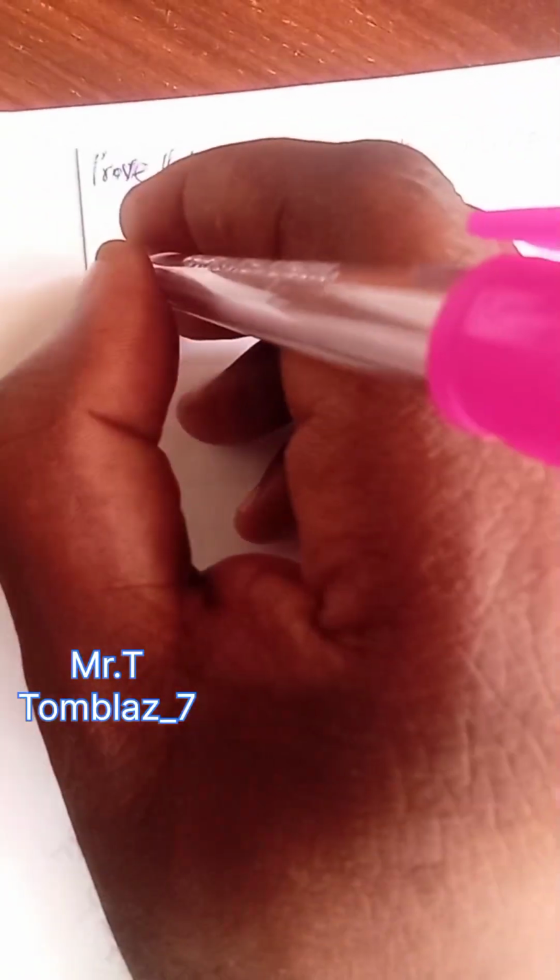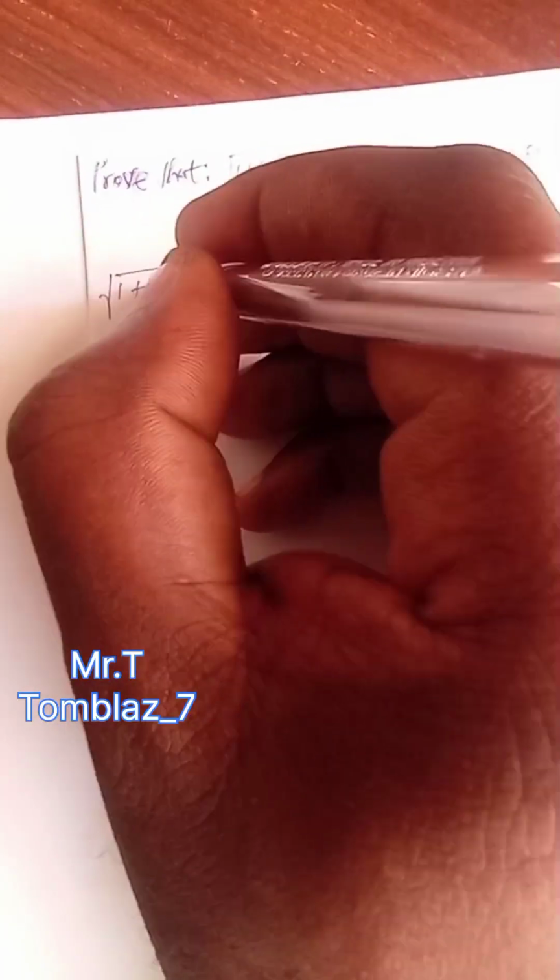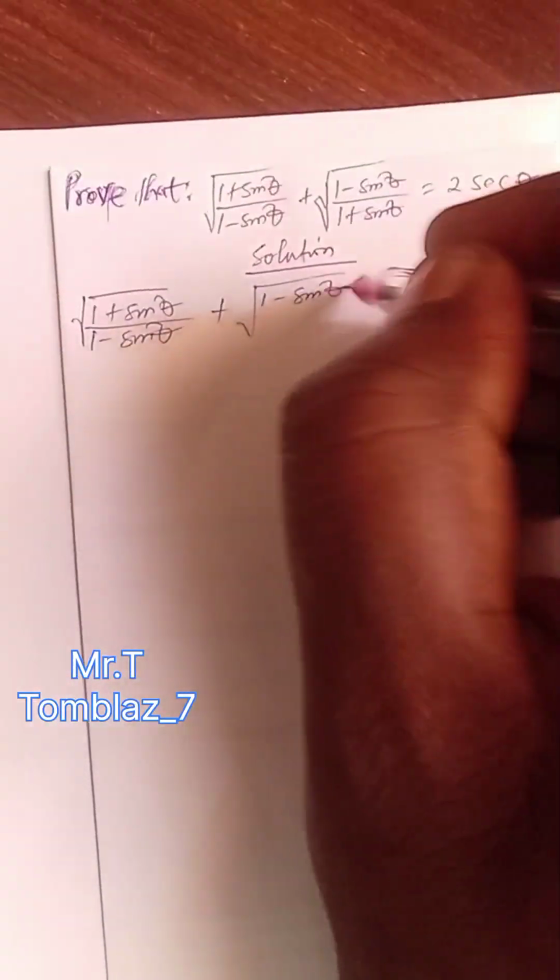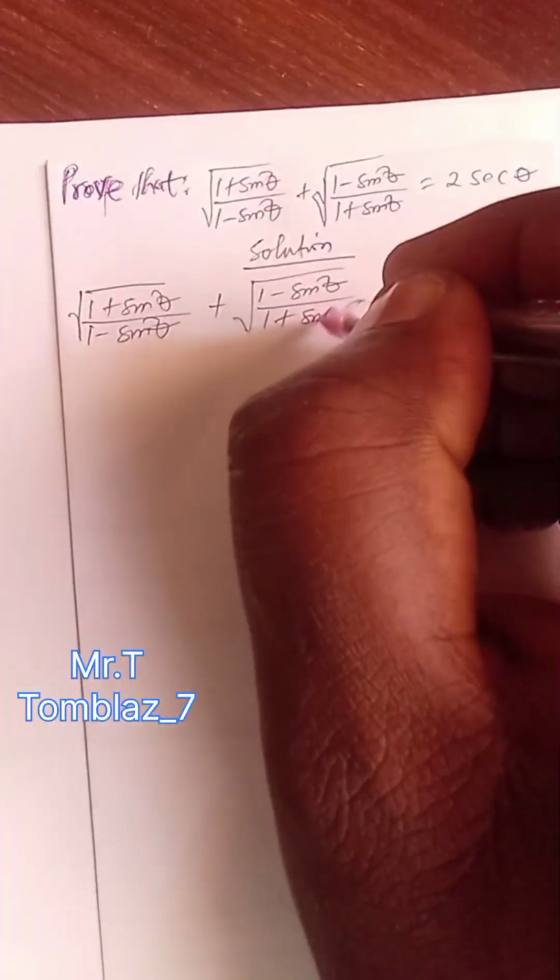Now I want to use the left hand side. Let me prove that this complex left hand side can be this simplified right hand side, right? Okay, so if that's that, let me bring it here. We have the square root of (1 plus sine theta) all over (1 minus sine theta) plus the square root of (1 minus sine theta) all over (1 plus sine theta).